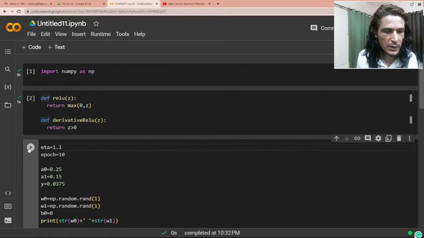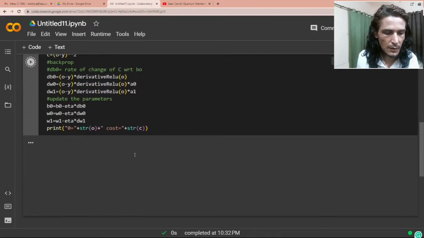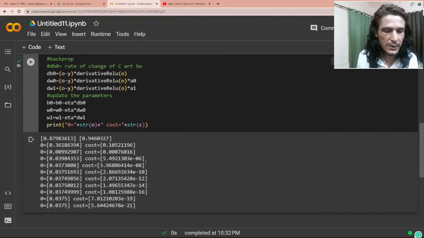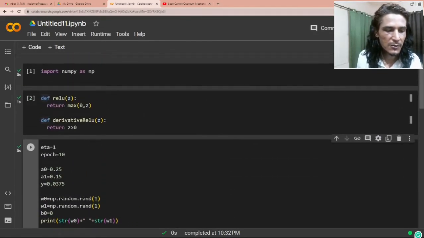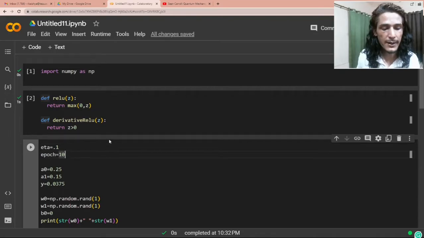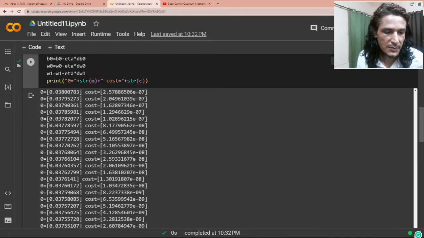Let's say 1.1, will it work? So 1.1 is not working. Is there anything that I do wrong? So let's see. 1, is it working? Yeah, 1 suddenly works. Another way I could have figured this out is to set it to 0.1 and then increase the epochs to 100 or something. That way also it will do the same thing.